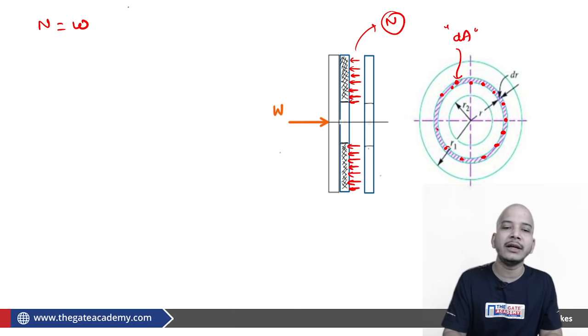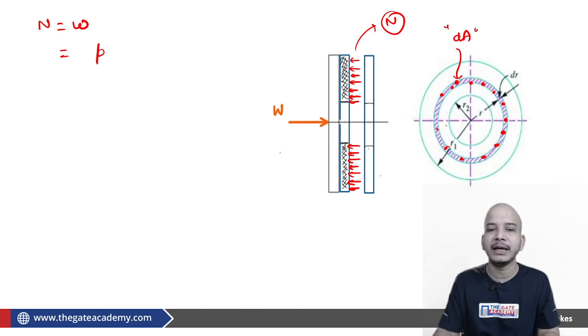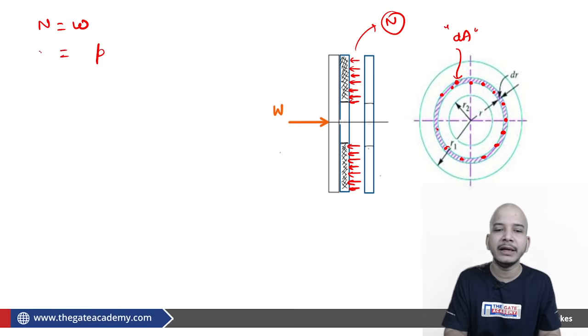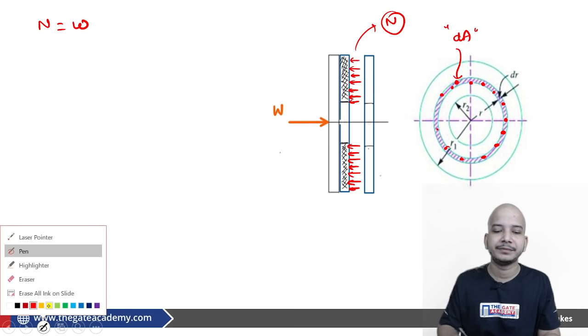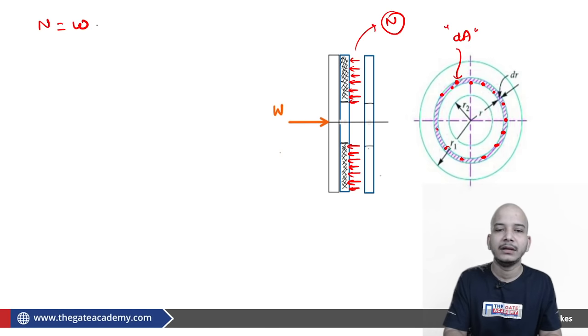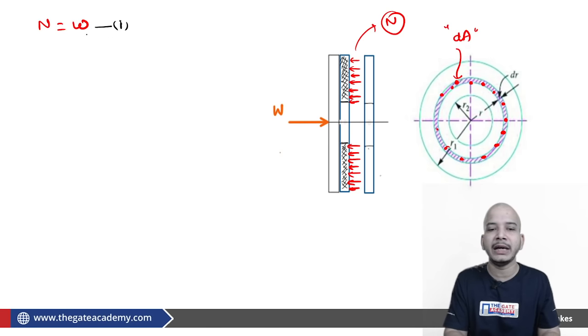So let's say the intensity of load is P. The pressure at this particular area is P. So how much will be the dN for this particular area? The dN for this particular area will be P into the elemental area. This was the first thing which you should be able to understand.